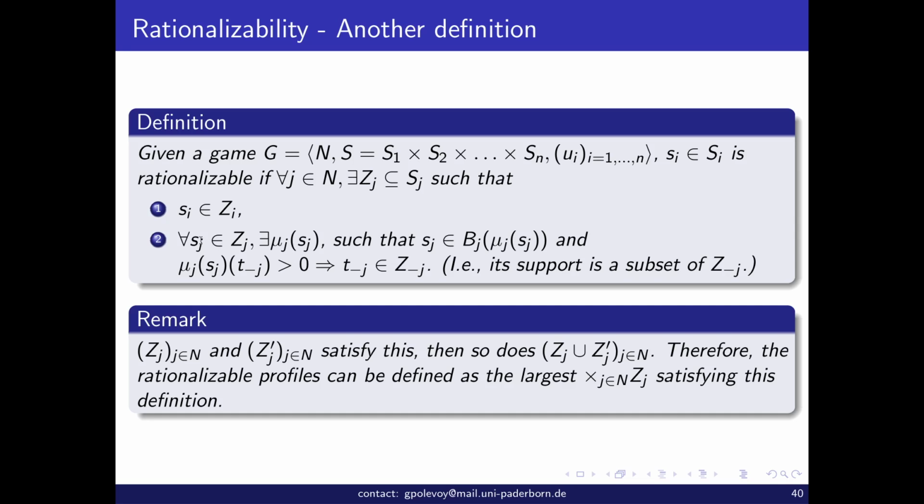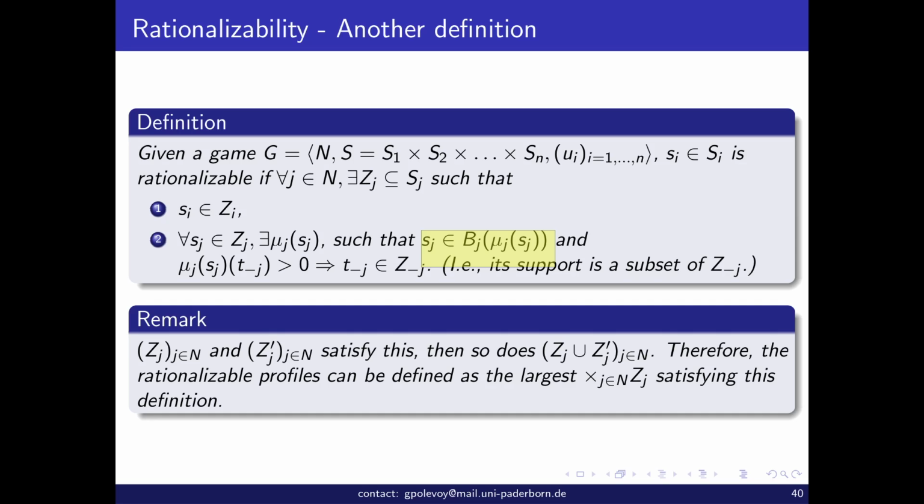Such that every strategy Sj in Zj has some probability distribution such that Sj is the best response relative to that probability distribution. In other words, that probability justifies Sj. And the support of that probability is in Z minus J. So everything in Zj is justified using the other Zj's. So the system of sets Z1 till Zn justifies itself. And there is no need to build something infinite in this definition. And Si belongs to Zi.